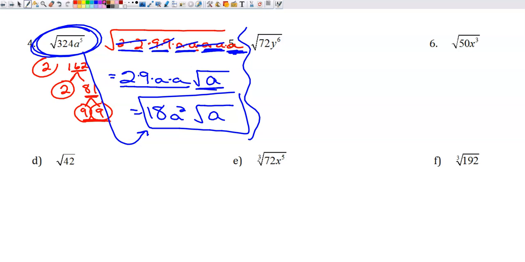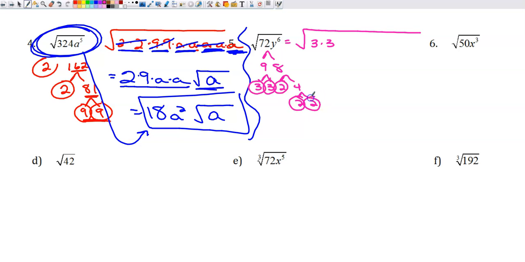Let's go pink. I'm feeling sensitive. Still start with your 72. When I hear 72, I think of 9 times 8. 9 breaks into 3 and 3. 8 breaks into 2 and 4. I'm pausing because I'm not done. 4 can break into 2 and 2. So rewrite again: 3 times 3 times 2 times 2 times 2.